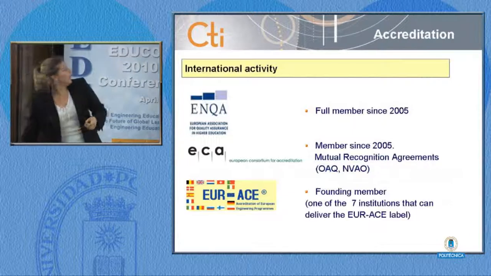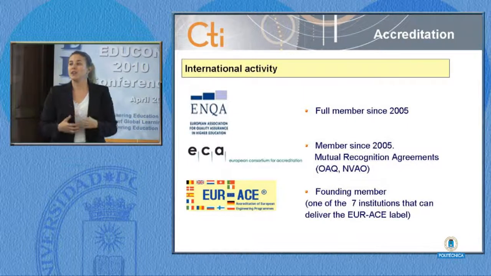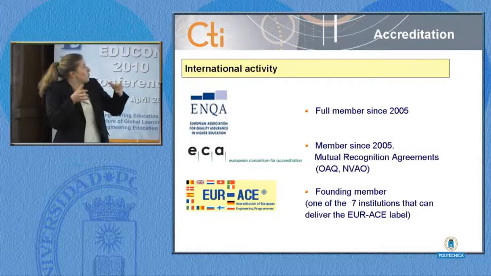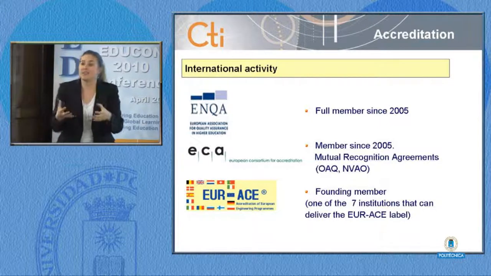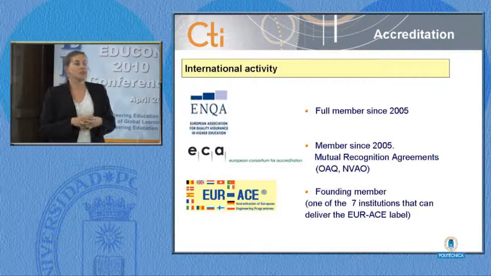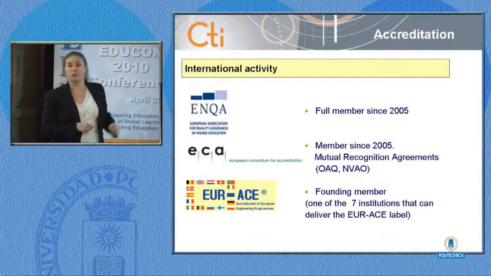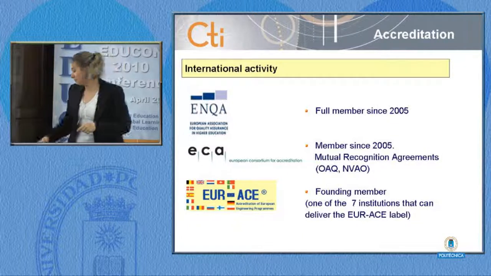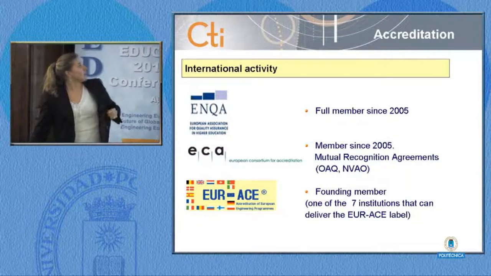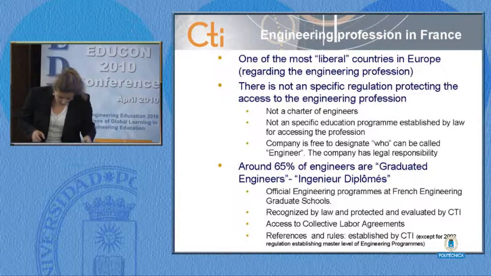So we had this national mission, but of course with the creation of the higher education area, CTI has evolved, and now it's really a part of this network of agencies doing accreditation all over Europe. ANECA is a part of this network of agencies, by the way. So we are part of ENQA and EHEA, which is a consortium for accreditation, and we are part of this European project I would like to talk about briefly, which is the EUR-ACE project. Let me talk a little bit about the situation in France.